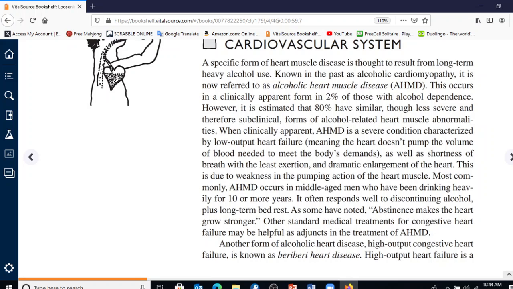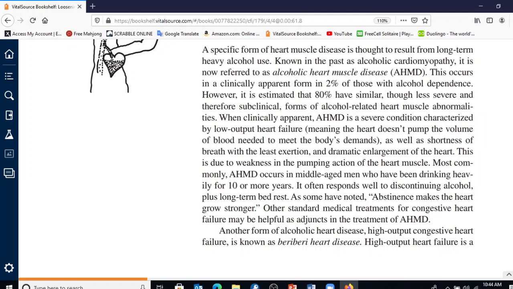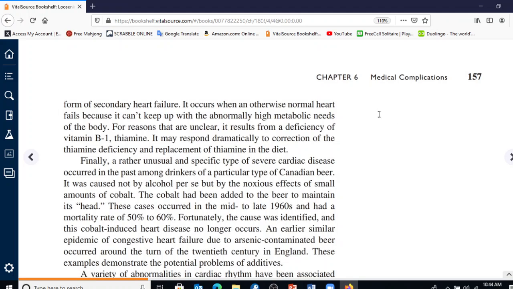You die of low output heart failure. Your heart just doesn't work well enough to sustain life anymore. Other types of alcoholic heart diseases include alcoholic beriberi, which is high output congestive heart failure. And it seems to be associated with the deficiency of thiamine.